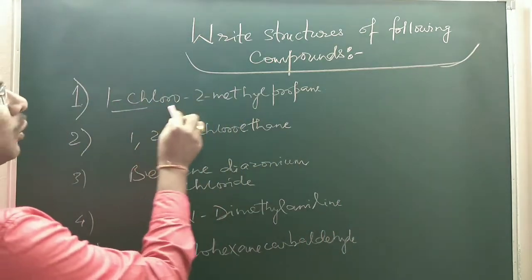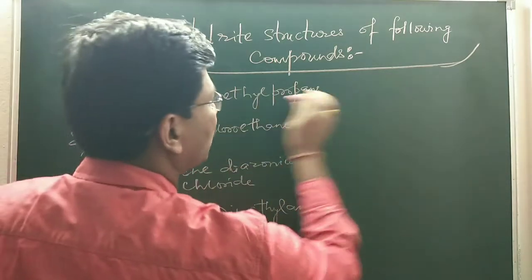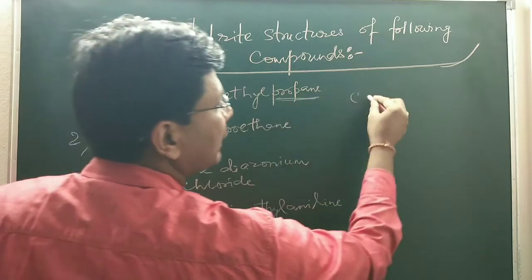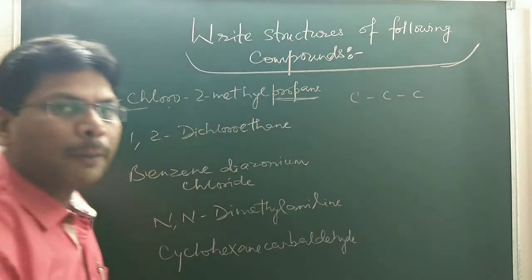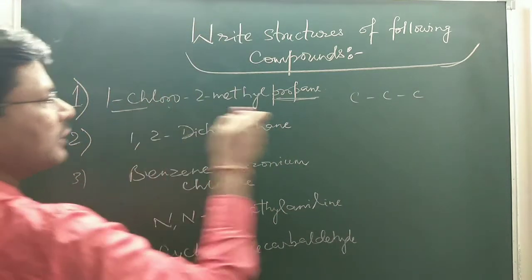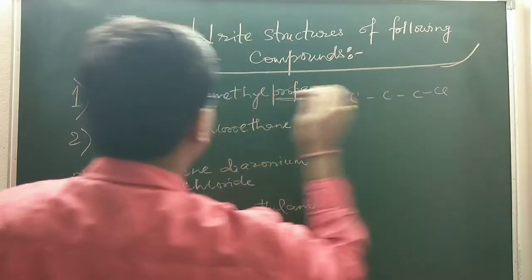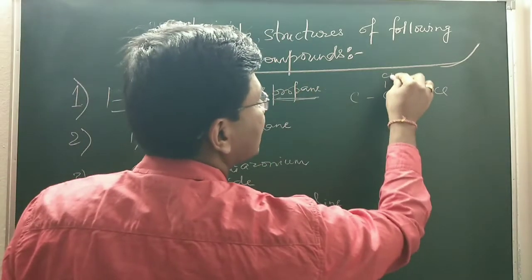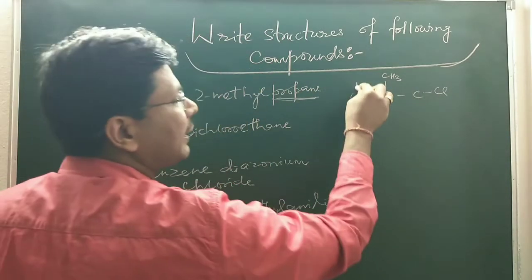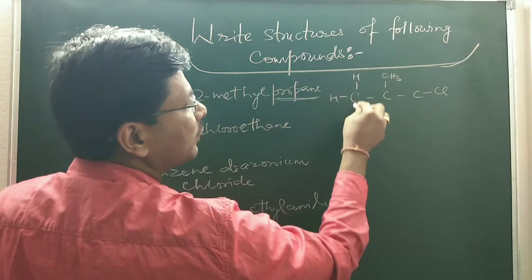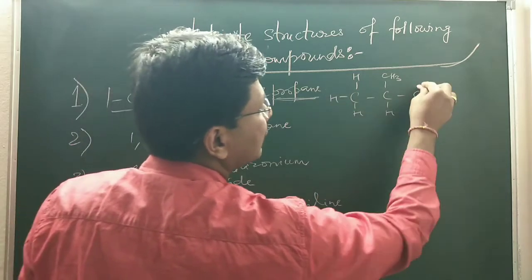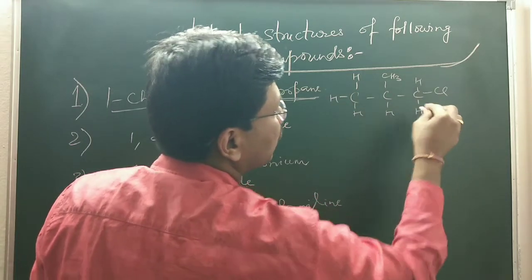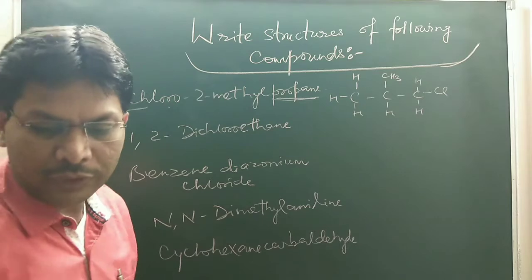Today I am going to show you how to write the structure of the following organic compounds. First is 1-chloro-2-methyl propane. First you have to write propane. Propane is a 3-carbon organic compound. One position is occupied by chlorine, so you write chlorine, and the 2 position is methyl, that is CH3. In the remaining positions you write hydrogen to complete the valency of carbon. So this is 1-chloro-2-methyl propane.